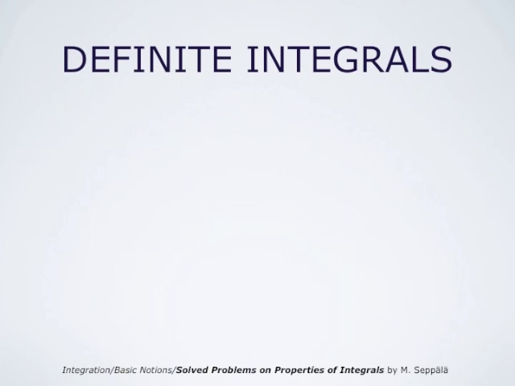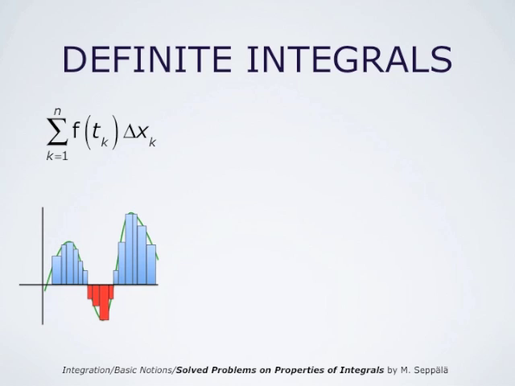We start by reviewing the definitions. A Riemann sum of a function f over an interval from a to b is obtained by decomposing that interval into subintervals and by choosing a tag point tk from each subinterval. Let delta of xk denote the length of the kth subinterval. The point tk lies in that subinterval.